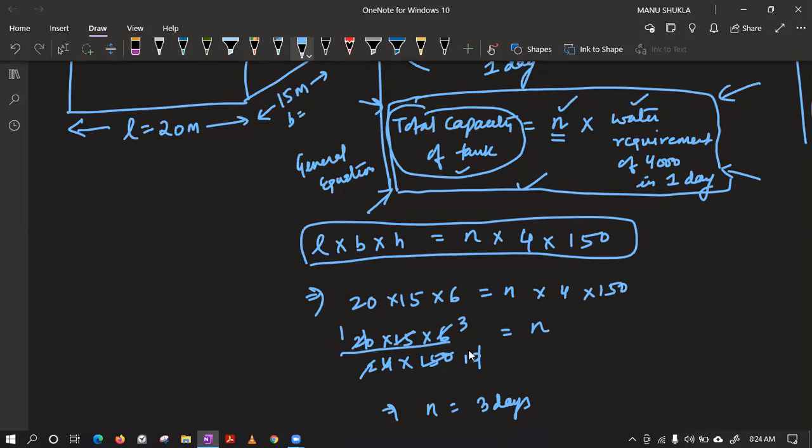Instead of using a direct formula, first write the general equation and then write the formula. That will never give you a wrong answer. Okay. Now the time is 24. We have some time. We can discuss the next question also.